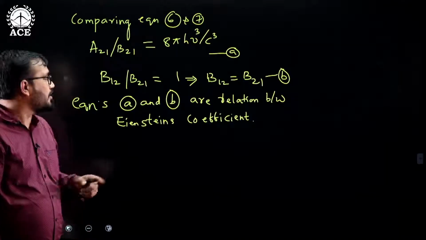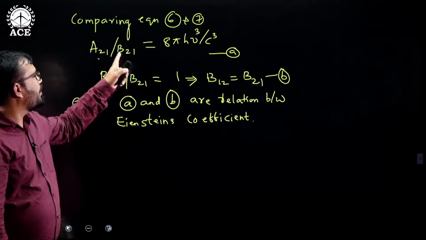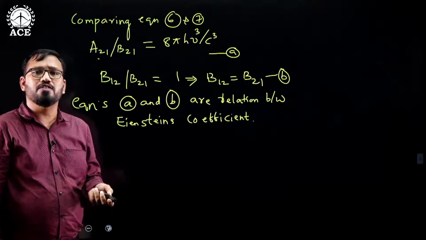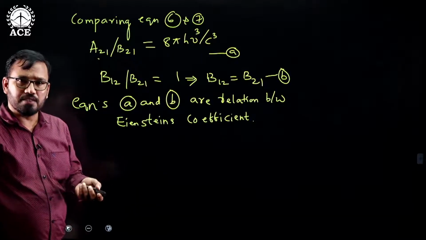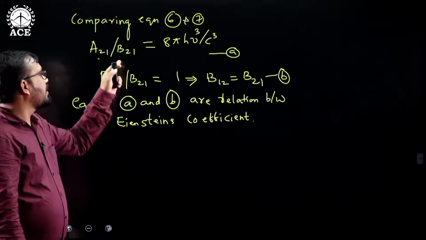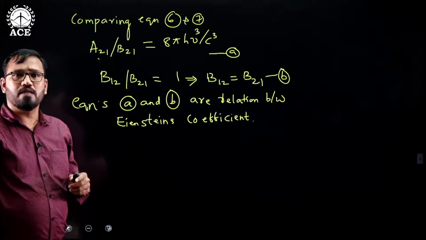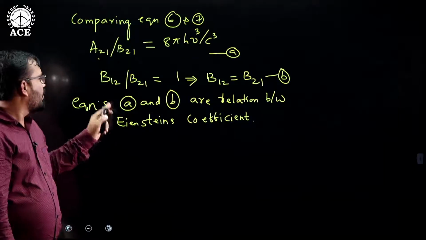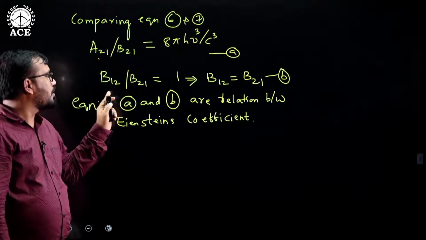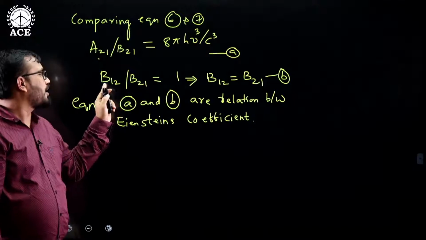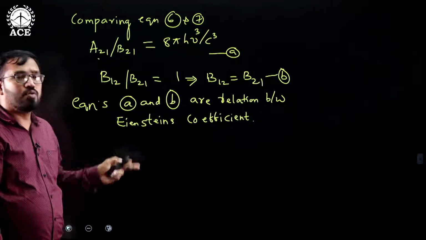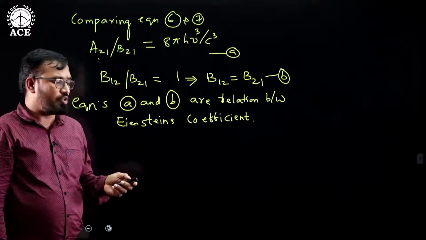What are the Einstein coefficients? A21 and B21 are Einstein coefficients only. What is A21? A21 is the Einstein coefficient for spontaneous emission. What is B21? It is the Einstein coefficient for stimulated emission. Next, what are B12 and B21? B12 is related to stimulated absorption. B21 is related to stimulated emission. Okay. So these are the relations between the Einstein coefficients.